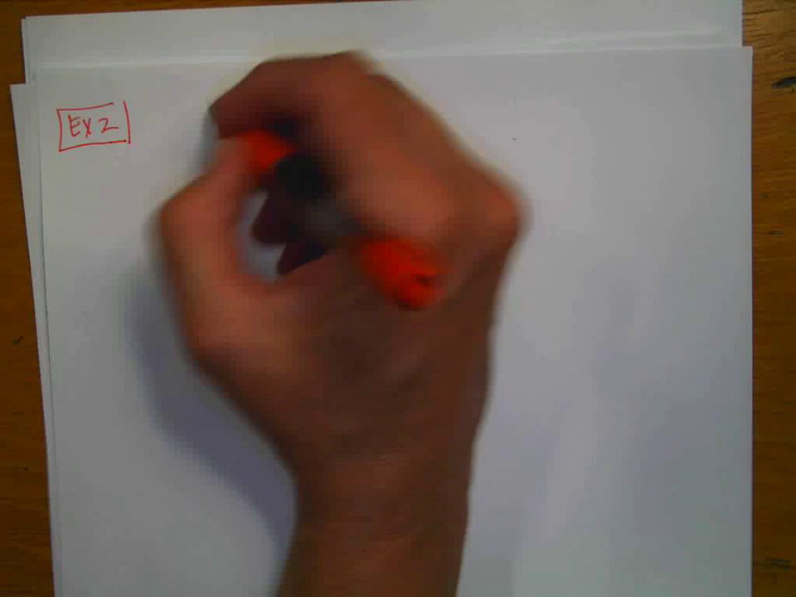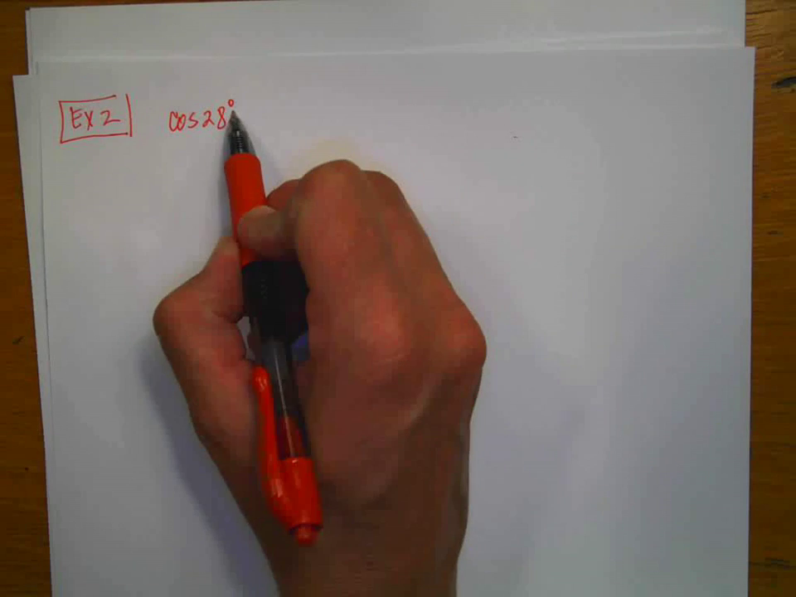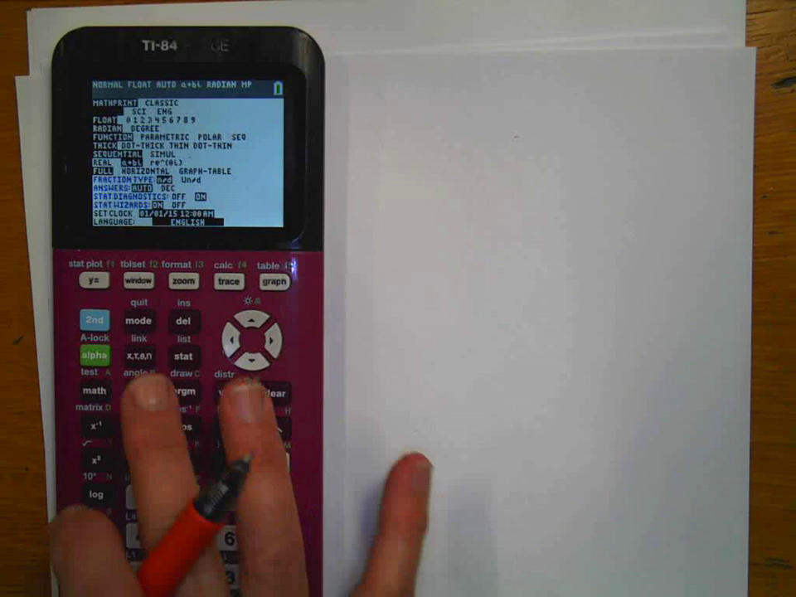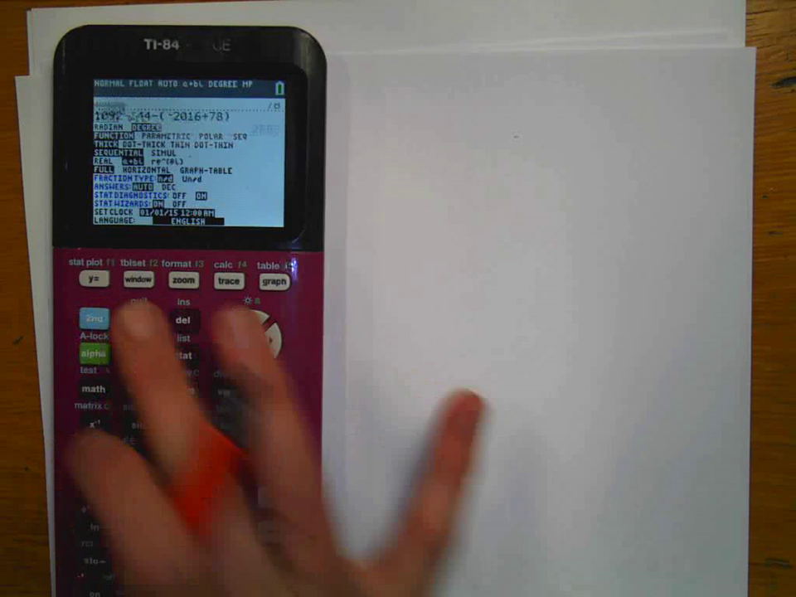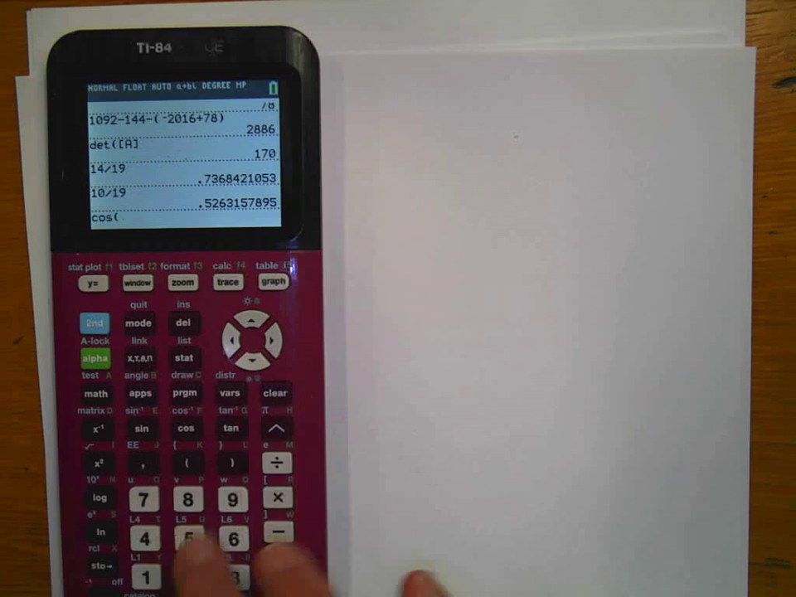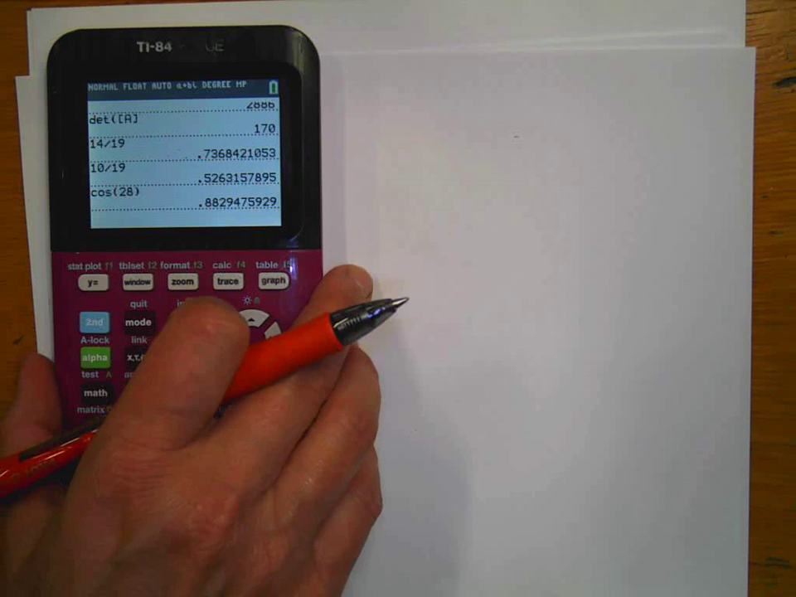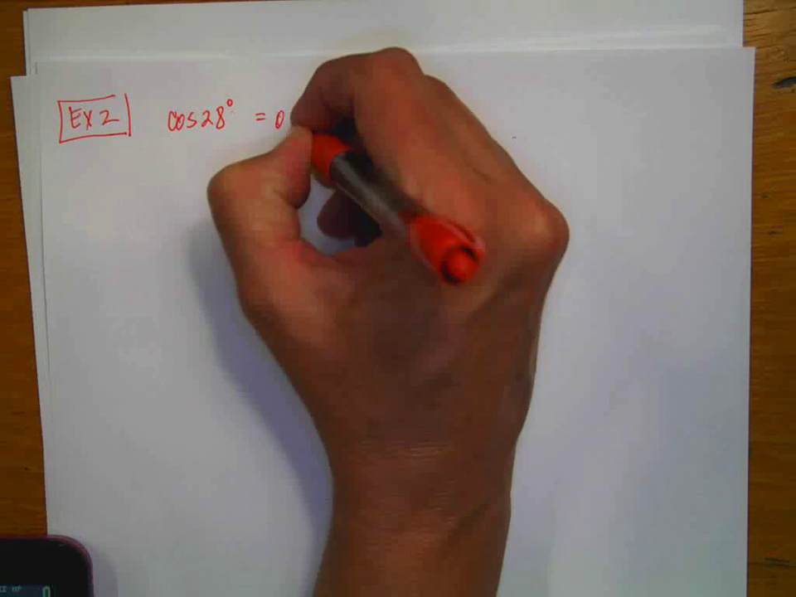The way that you know whether to use degrees or radians is based on the units in the problem. If you have the degree symbol, that means this is degrees, and so I would put my calculator in degrees, second quit, and then I would do the cosine of 28, and then I would write down my value, and it's 0.8829, so I'm going to write 0.883.